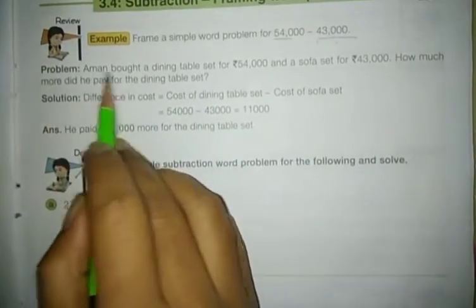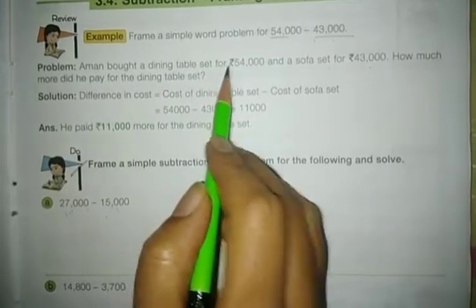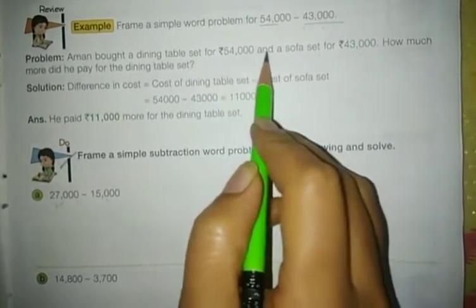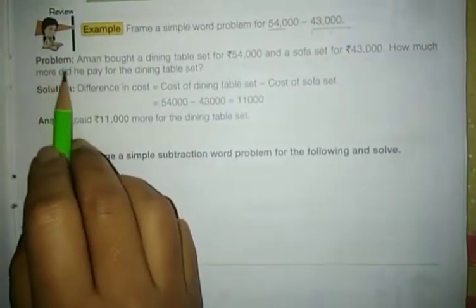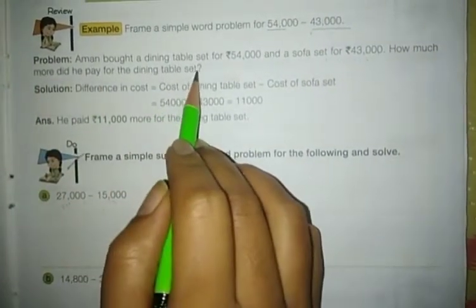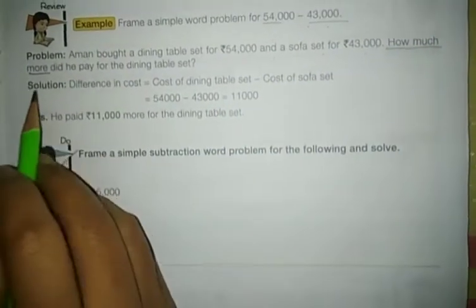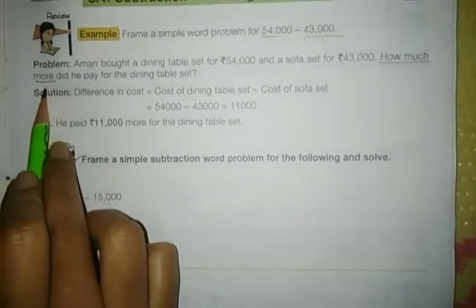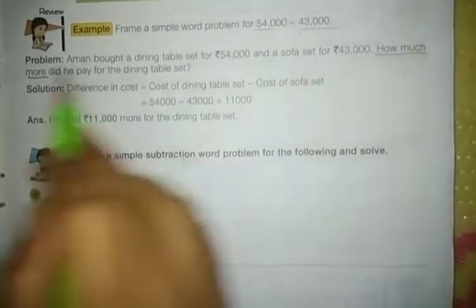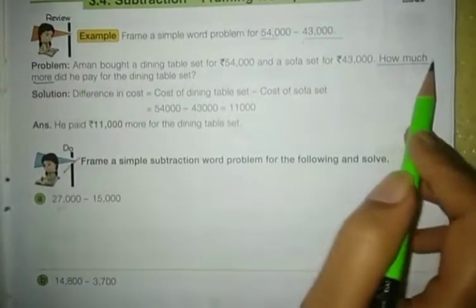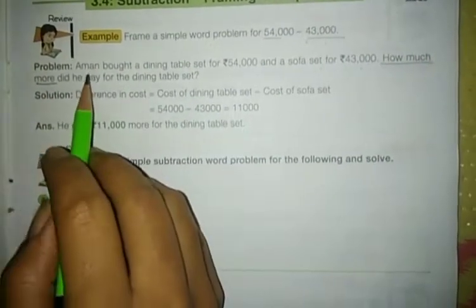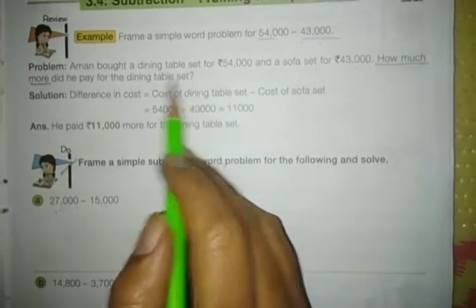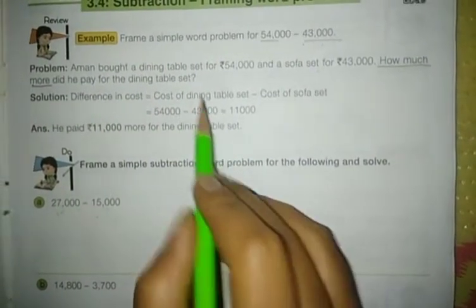First problem is: Aman bought a dining table set for 54,000 rupees and a sofa set for 43,000. How much more did he pay for the dining table set? See here, how much more? How much more means we should understand it is a subtraction. We need to add the words how much more. They have added how much more for framing the word problem of subtraction. See, now the question is formed already. Now we have to find the answer. We have to solve this.